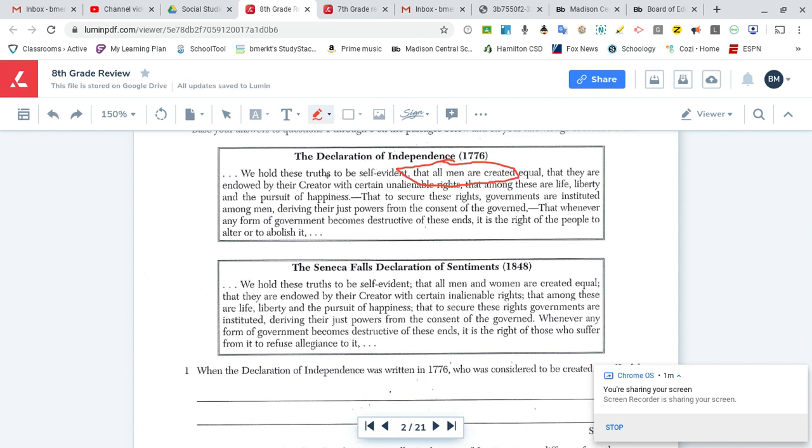Obviously, women were not mentioned in 1776, and they tried to correct that at Seneca Falls in Rochester when Elizabeth Cady Stanton and Lucretia Mott and Susan B. Anthony all met to talk about trying to right some of those wrongs that were created in that original document, the Declaration of Independence.